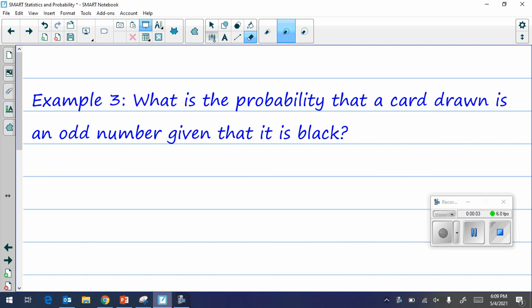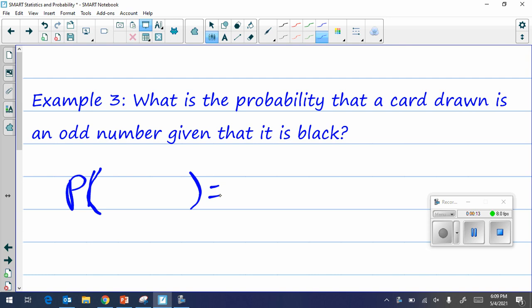So let's use our conditional probability notation here. I'm not going to use the formula because I don't want to talk about the "and" part of it. So we're just going to use logic. What is the probability that a card drawn is an odd number given that it is black?